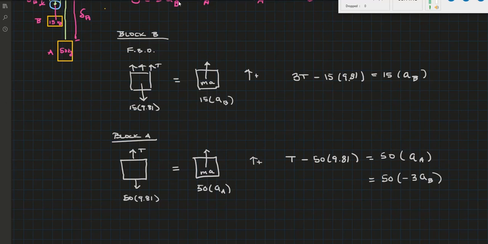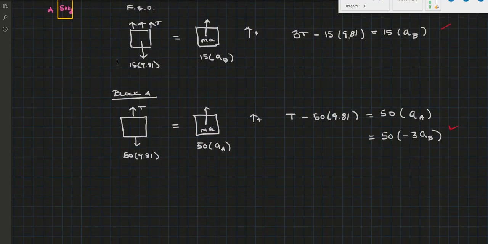Okay, I have two equations and two unknowns in this, so I can solve for T and for the acceleration of B. T equals 63.29 newtons, and the acceleration of B equals 2.84 meters per second squared. Notice this is positive, so it is in the positive direction. I'll just draw an arrow there.